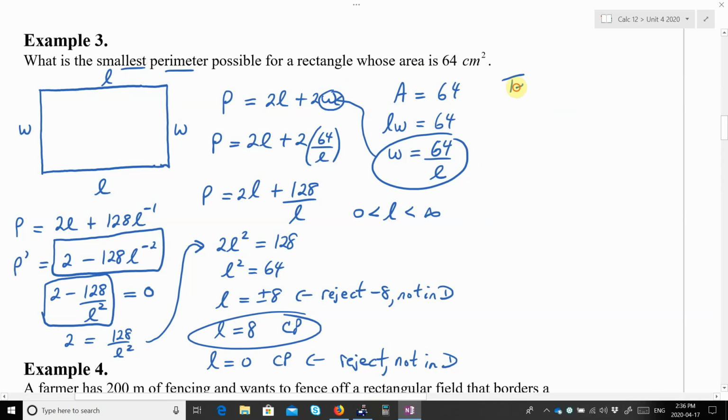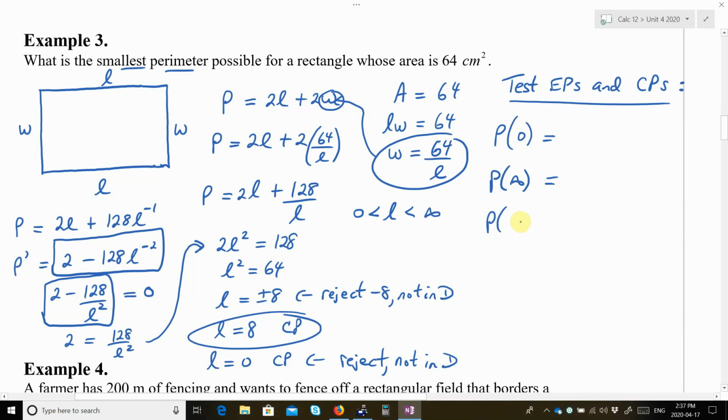So now, over here, let's test our endpoints and critical points. Okay, so we can't actually equal 0 because then you'd be going 64 over 0, but we could sort of get a sense of, it's kind of like you're doing the limit, like what's happening to the perimeter function as L approaches 0. So what's happening to the perimeter function as L approaches 0? What happens to the perimeter function as L approaches infinity? And what's going on with the perimeter at the critical point 8?